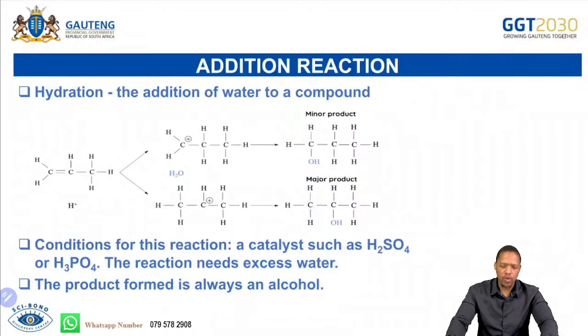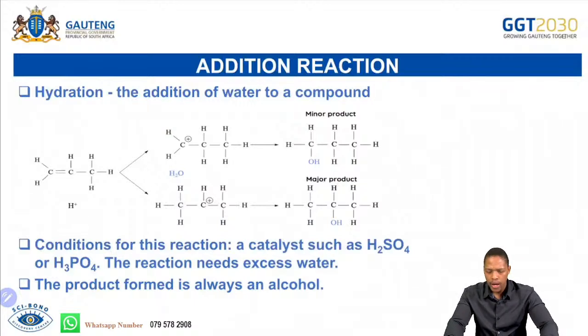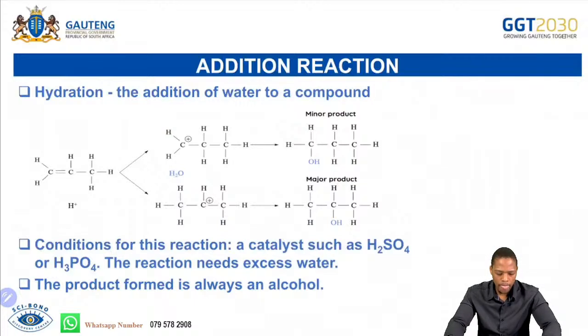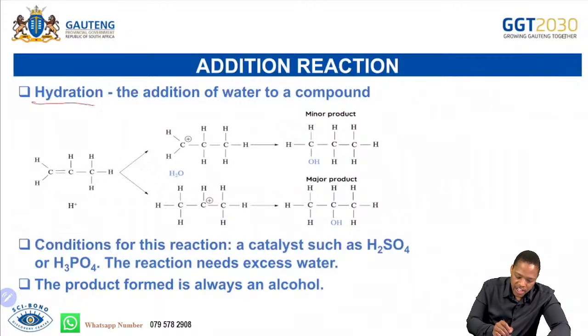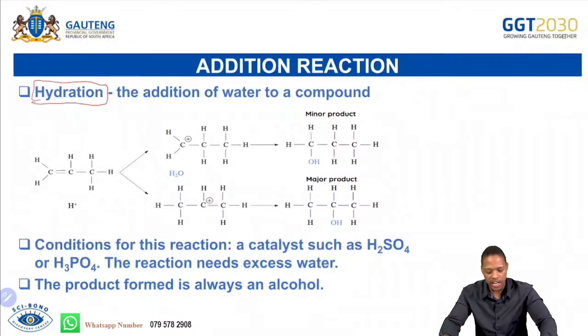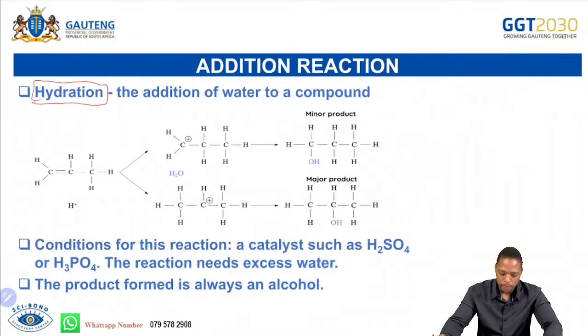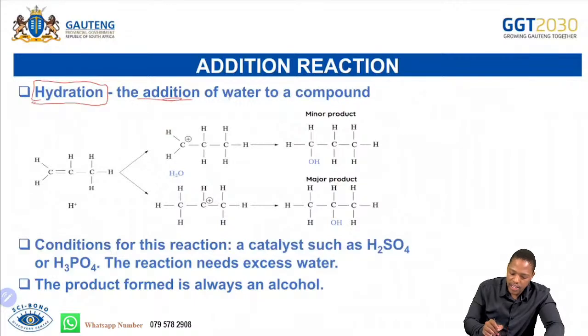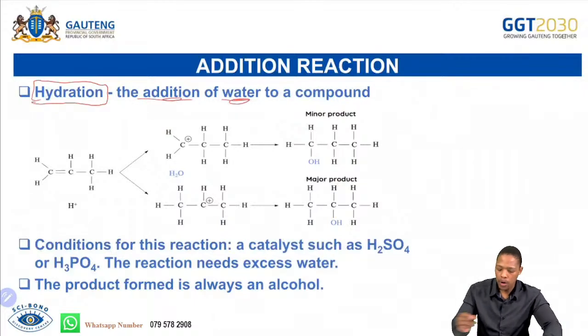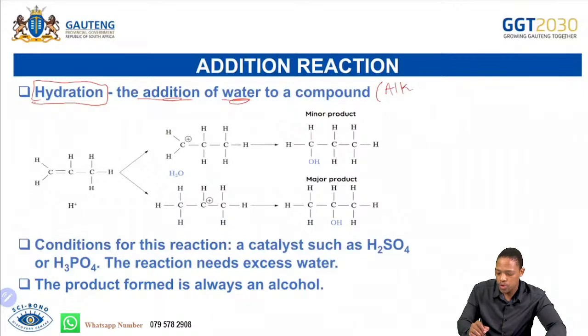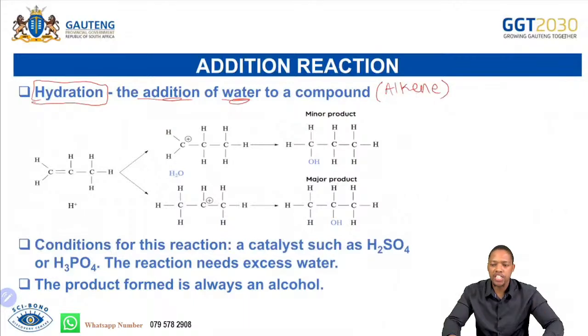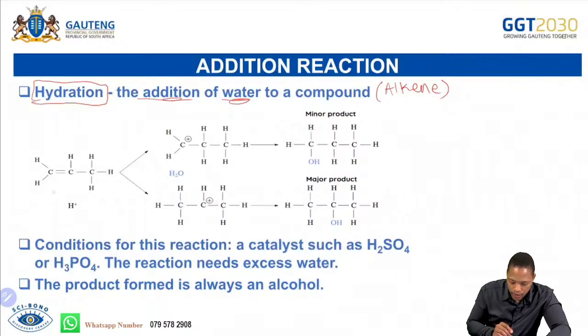All right, so let's move on to the last addition reaction that we are going to look at. Sorry, it's going to be hydration. The last type of addition reaction is hydration. In this case, we are having the addition of water to a compound. What compound? In this case, it's always going to be an alkene, because for us, an addition reaction involves an alkene. So here's our example again. Here we again have propene.